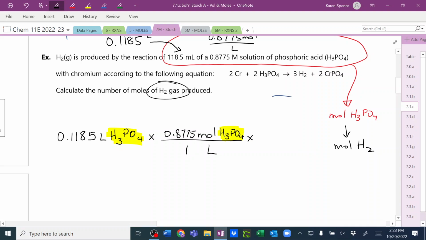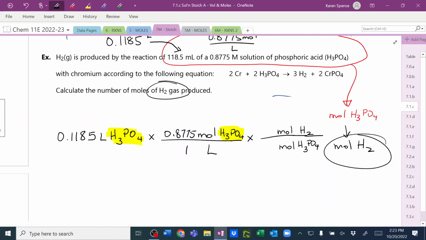Once I have found moles of H3PO4, I want to find moles of H2. And when I'm converting from moles of one thing to moles of the other thing, what do I use? The mole ratio. And where do I get that from? Balanced equation. So my H2 has a 3 in front of it, and my H3PO4 has a 2 in front of it. So we have a 2 here and a 3 here. And it's a good thing that I only had that one conversion, because I ran out of room, and we get something.